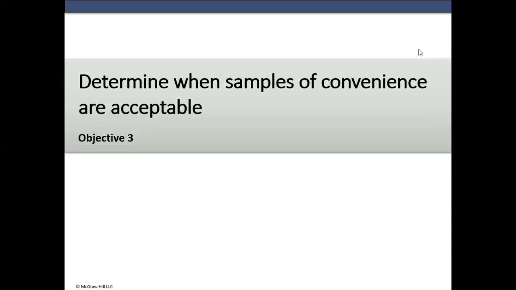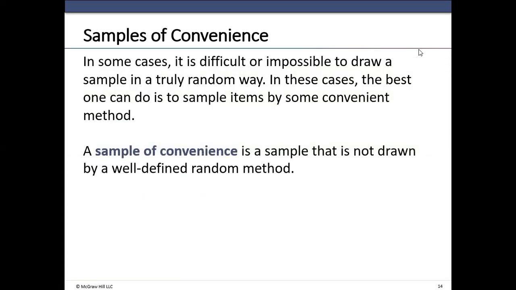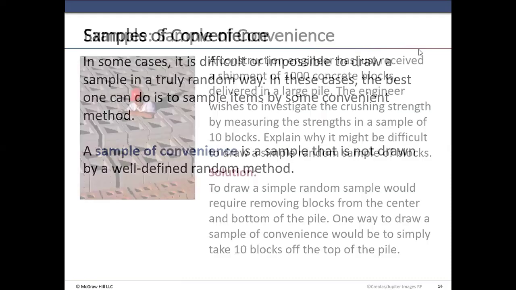Determine when samples of convenience are acceptable. In some cases, it is difficult or impossible to draw a sample in a truly random way. In these cases, the best one can do is to sample items by some convenient method. A sample of convenience is a sample that is not drawn by a well-defined random method.